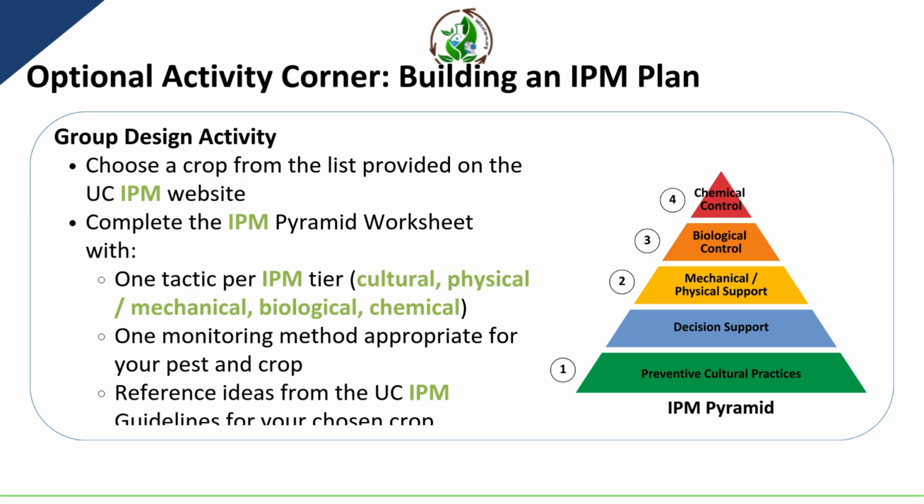When we come back together, a few groups will be asked to share their IPM plan. How did you decide on one tactic per IPM tier? And why did you choose your particular monitoring method? How might those choices help manage pests effectively while reducing overall chemical use?